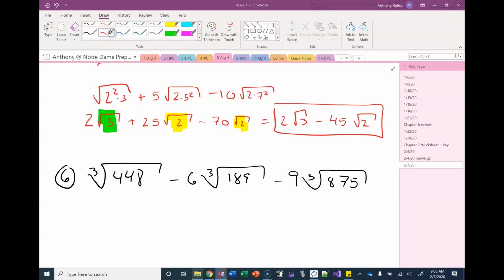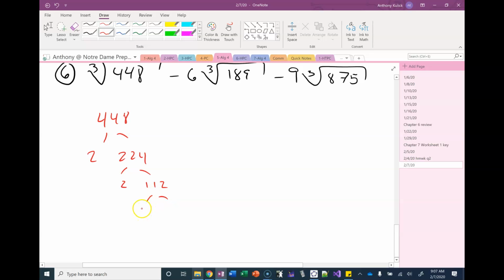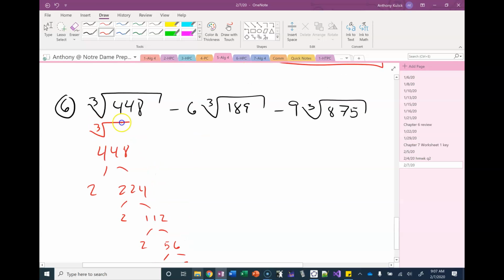Okay, so we'll start with prime factorizations, right? So 448. How about 2 and 224? And then maybe that's 2 and 112. And that's 2 and 56. And that's 8 and 7. And that's 2 and 4, and 4 is 2 and 2. So we have a 2 to the 6th times 7. Are you happy there, Madison?